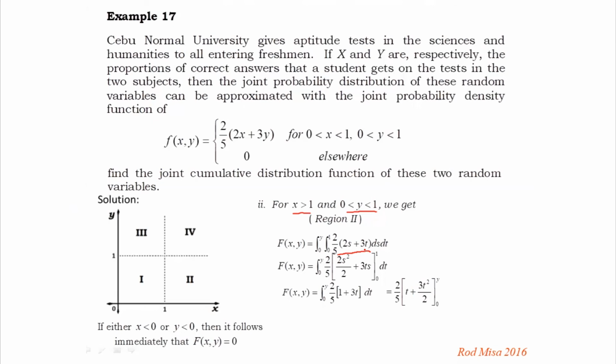So evaluating this one from the limits of integration, we have 2/5 times the quantity of y plus 3/2 of y squared here, since the value of t is y. So distributing our constant of 2/5 in this binomial, we have 2y plus 3y squared all over 5. Hence, our cumulative distribution function for the region 2 is 2y plus 3y squared all over 5.